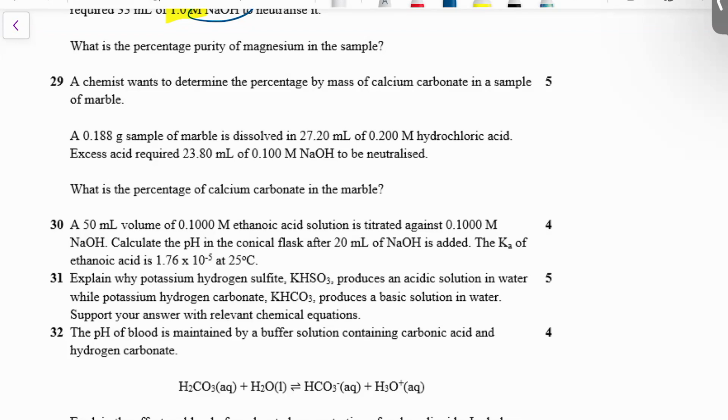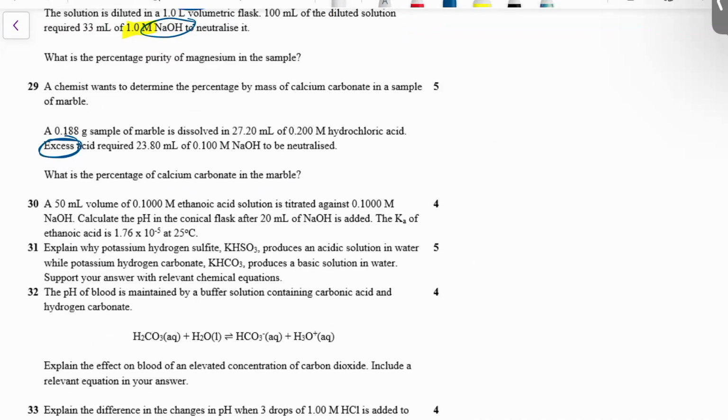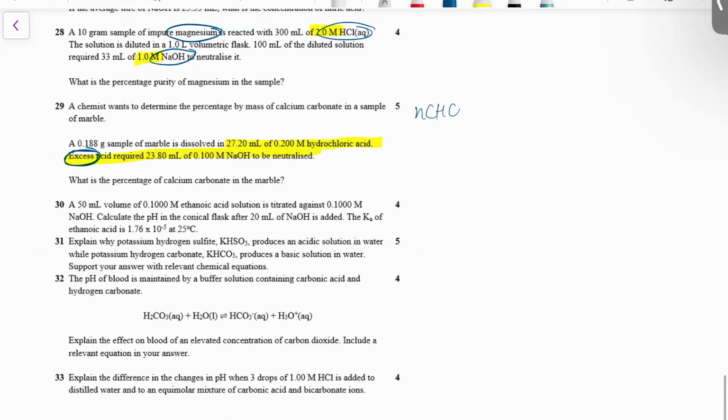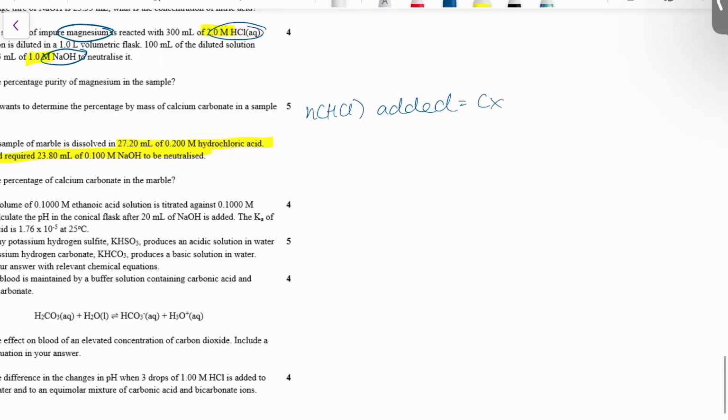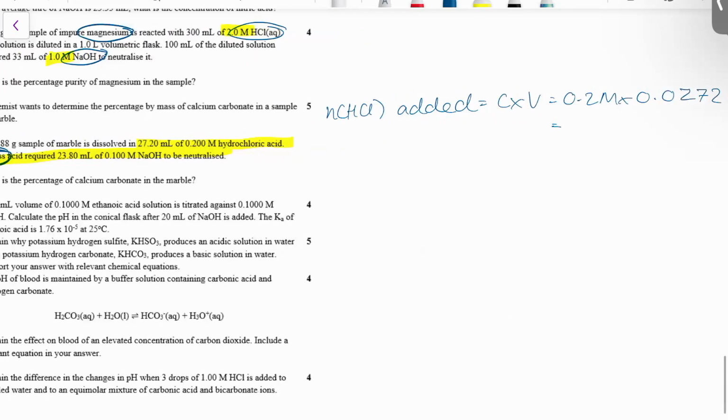This is a back titration because it has the word excess that you're used to. With a back titration, you figure out the moles added, the moles titrated, then you can figure out the moles that got lost in the first reaction. So the chemical that's being added in excess, that's going into the titration as well, is the HCl. So moles of HCl added at the start is C times V, 0.2 molar times 0.0272 liters. How many moles of HCl did we add?